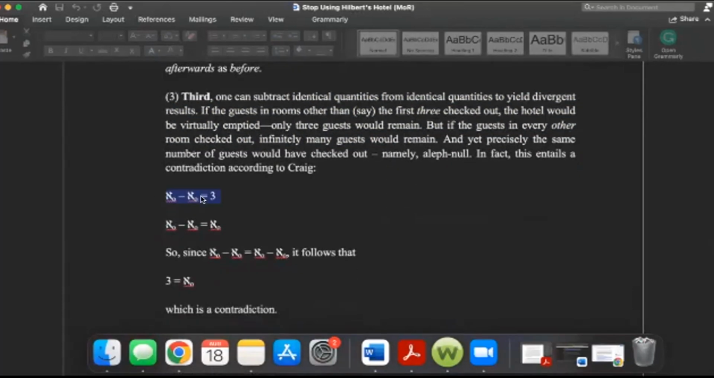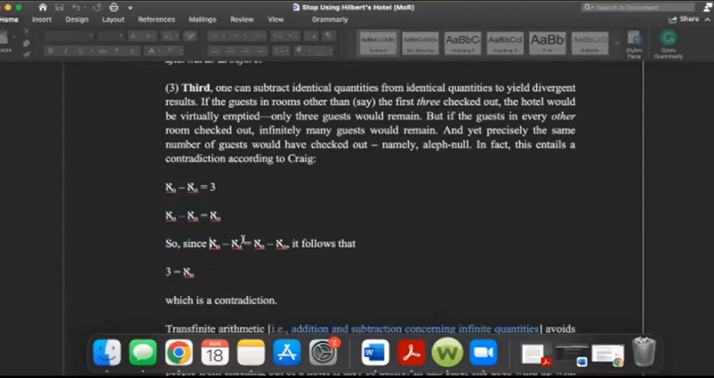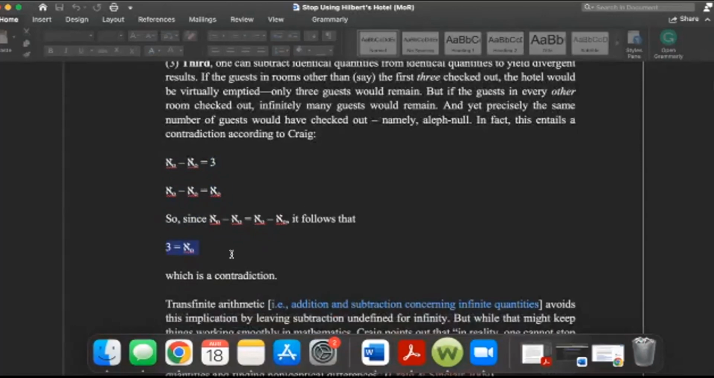We have Aleph null minus Aleph null equals 3, right, in the case of all the guests 4 and above checking out. And we also have Aleph null minus Aleph null equals Aleph null in the case of removing all the odd-numbered guests, let's say. So since Aleph null minus Aleph null just is Aleph null minus Aleph null, these two are identical to one another. By the transitivity of identity, or the transitivity of equality, we can have 3 equals Aleph null, which is, of course, a contradiction. No, that 3 is clearly different from Aleph null.